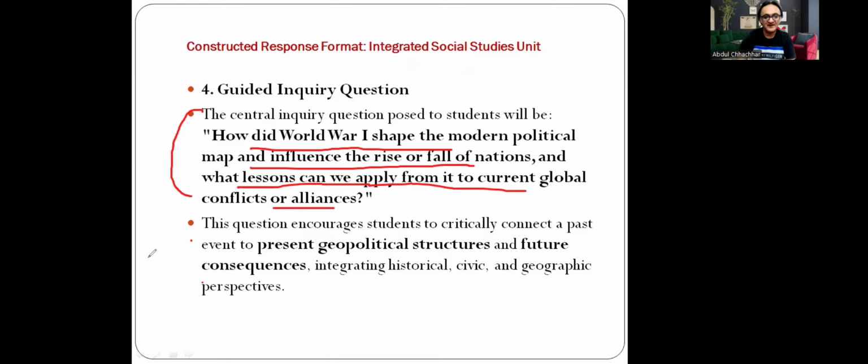Now, this question encourages students to critically connect past events, present political structures, and future consequences. You don't have to write this one, but if you want to write, explain what the question will be doing.